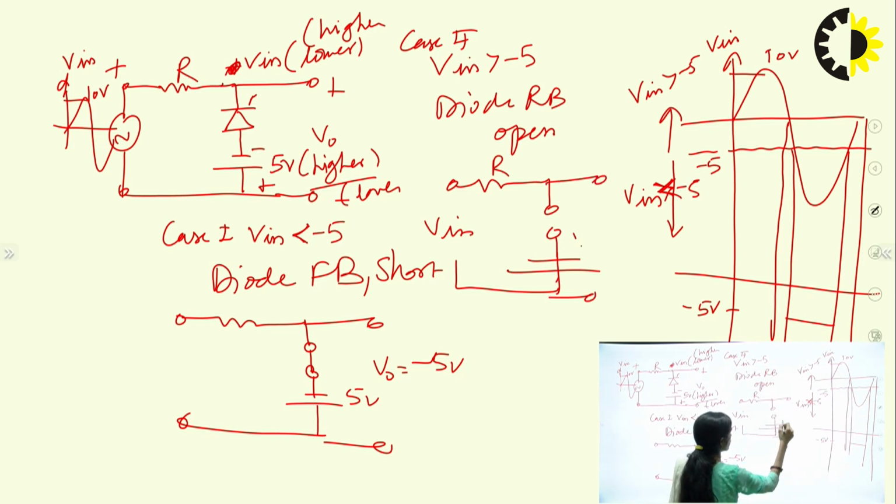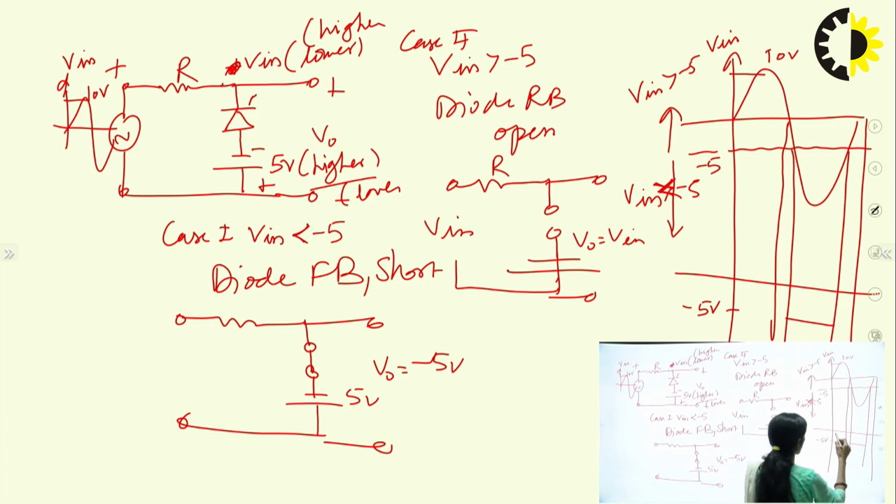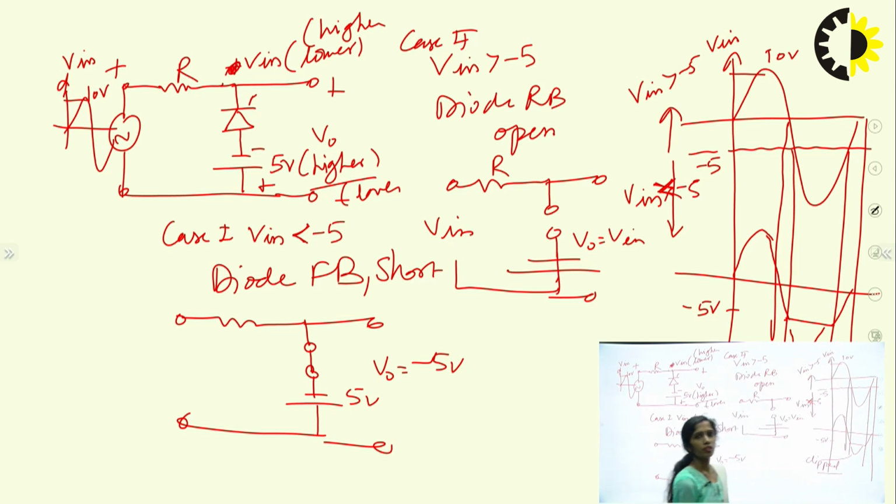So the output will be equal to V in. The remaining cycle will be as it is. So this will be drawn like this, and only some portion of the negative cycle will be clipped. So in this way, the diode parallel clipper will be formed.